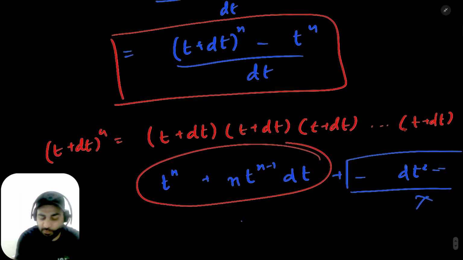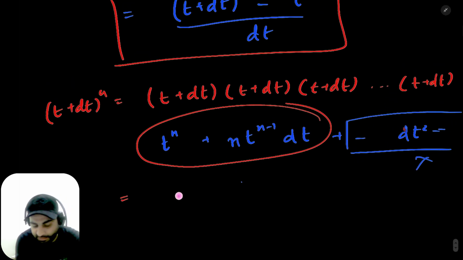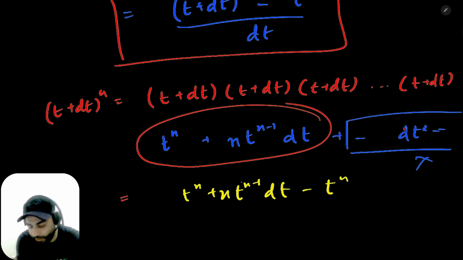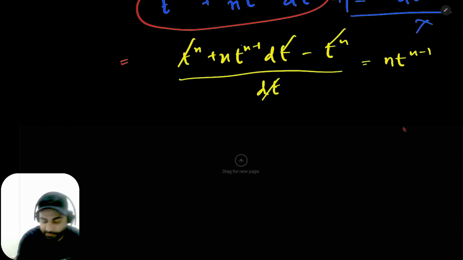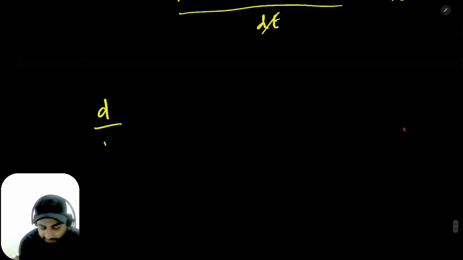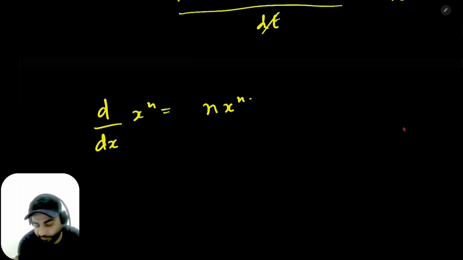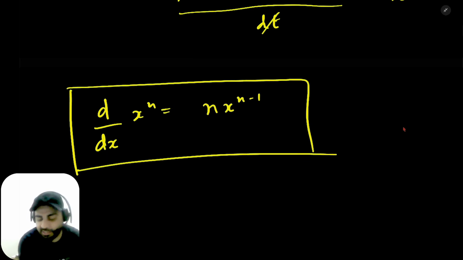So now I'll put the value over here. So what I'll get is t to the power n plus n t to the power n minus 1 dt minus t to the power n, divided by dt. So now this and this will get cancelled, this and this will get cancelled, it will be n t to the power n minus 1. That's why we write d by dx of x to the power n is equal to n x to the power n minus 1. Is it clear?